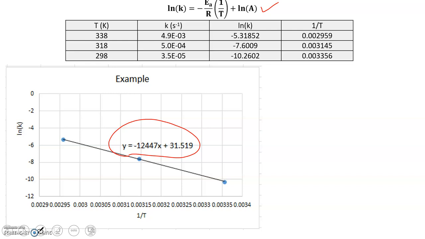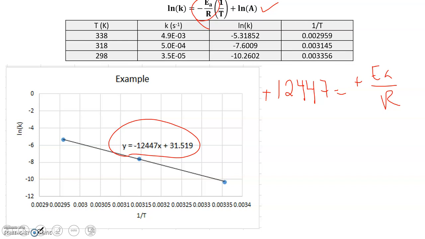And so I know that the slope of the line, negative 12,447, is equal to the slope at the top. So that's equal to negative activation energy over R. Your negatives cancel out, and this should always happen because you can't get a negative activation energy. The amount of energy is always going to be positive.